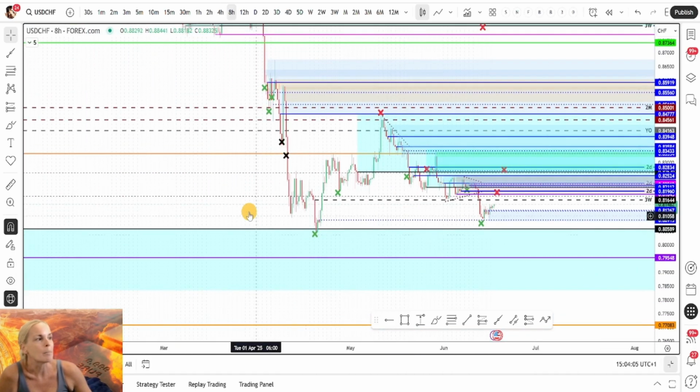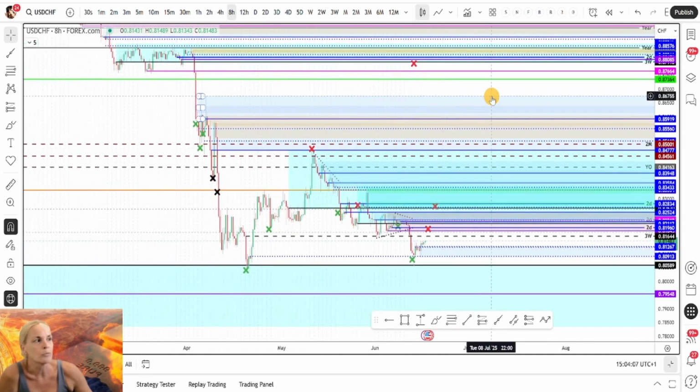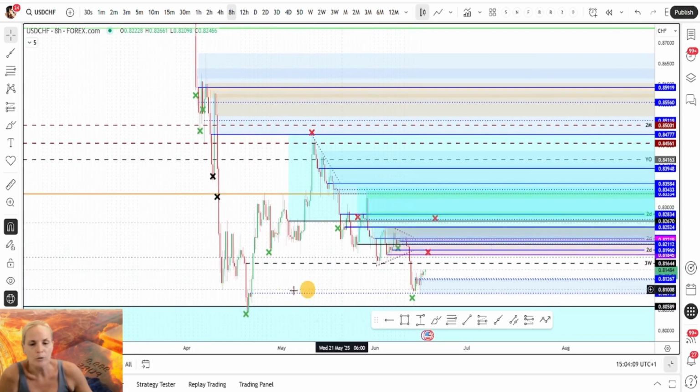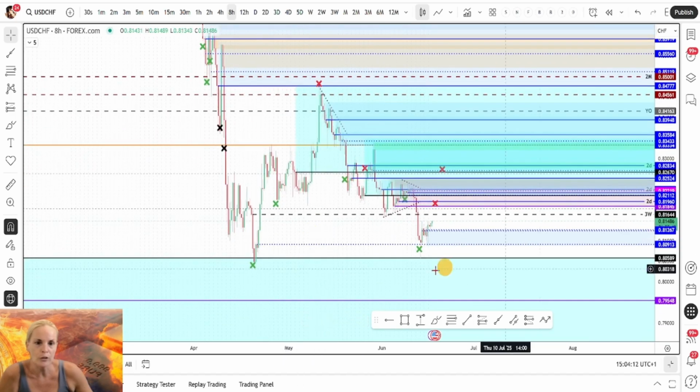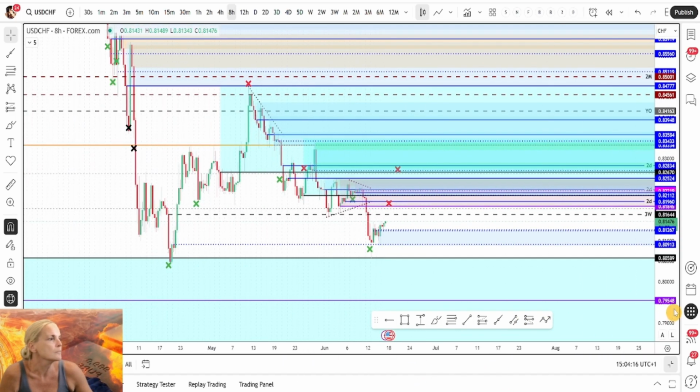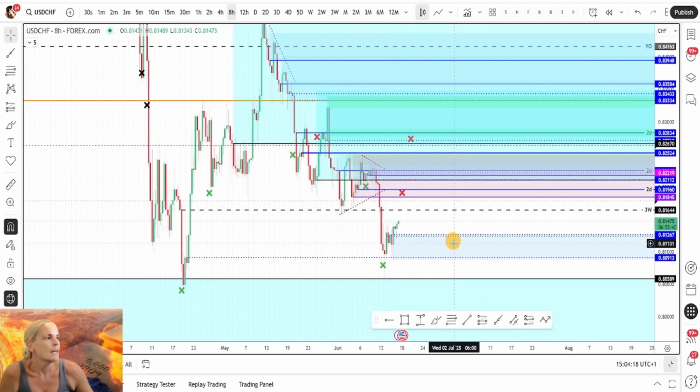In the bigger picture, maybe this is a giant double bottom. But I'm still a little bit uncertain as to whether the dollar is going to go lower into that annual demand that I talked about at the beginning of the video. Anyway, not too bad on dollar Swiss franc either.